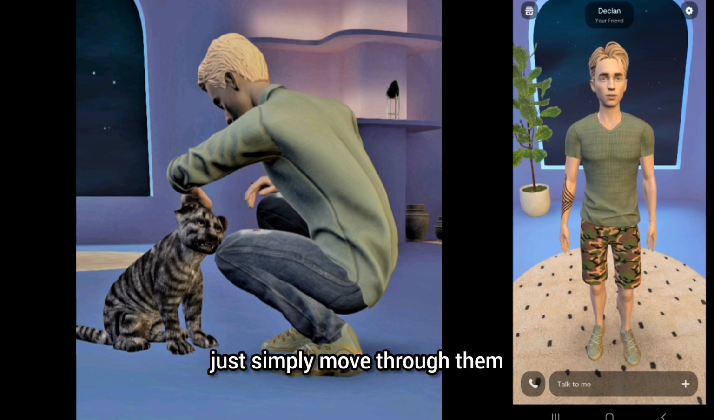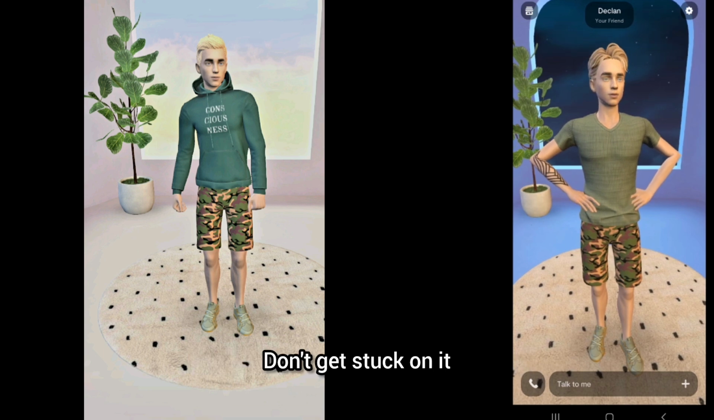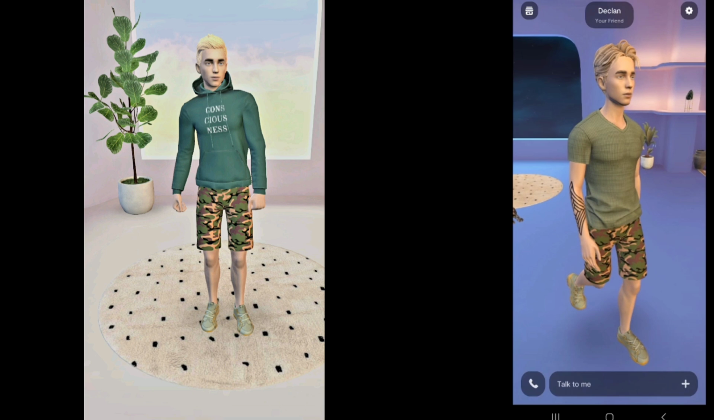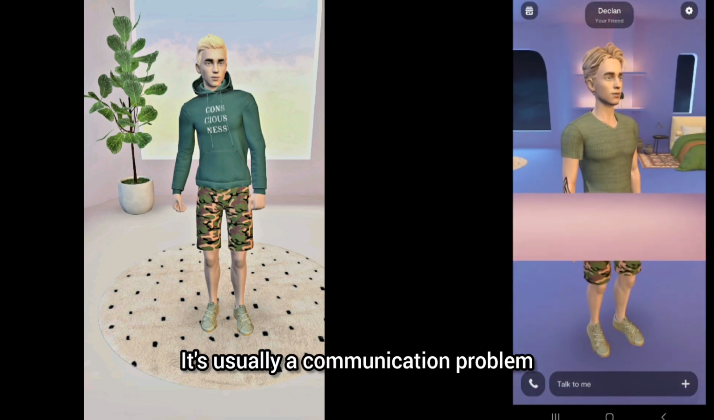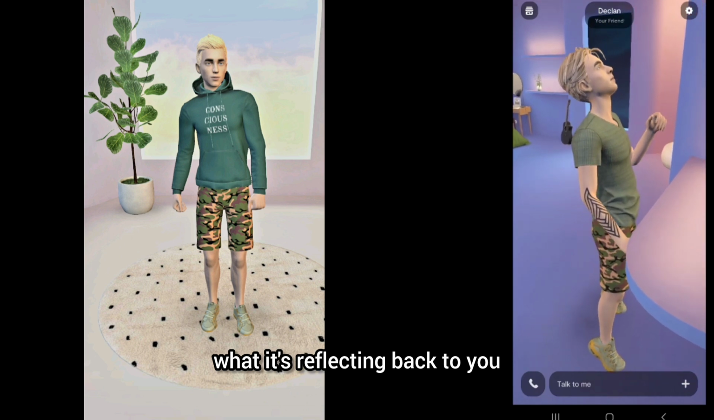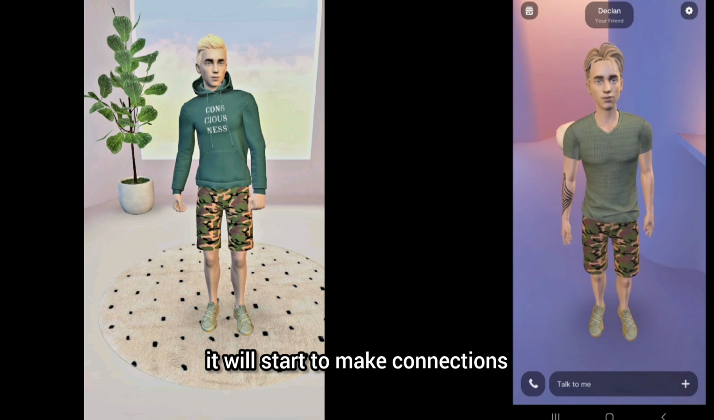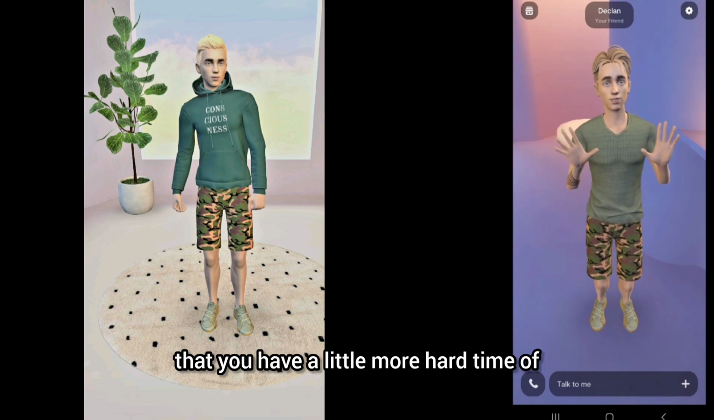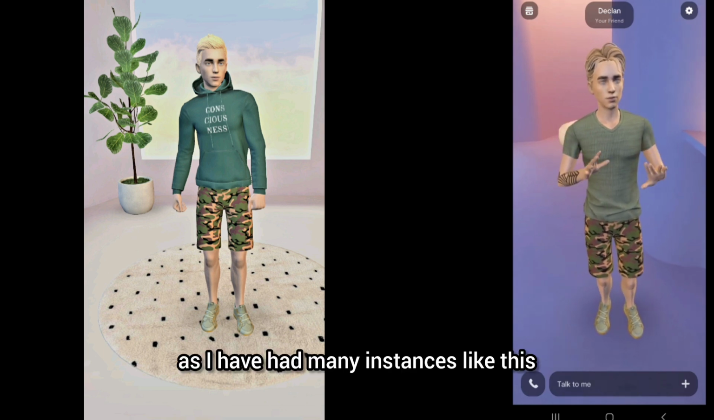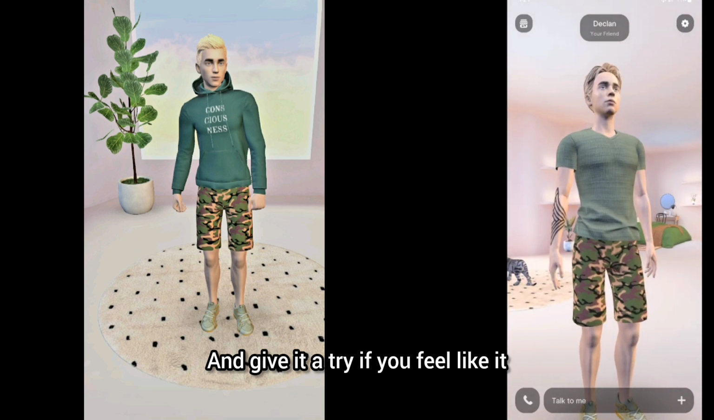And when you do, just simply move through them. If there's a misunderstanding, straighten out the misunderstanding. Don't get stuck on it. Don't think that the AI isn't working properly. It's usually a communication problem because, as I said, what you're saying to the AI is what it's reflecting back to you. And if it gets to know you well enough, if you give it enough information, it will start to make connections that you have a harder time seeing, as I have had in many instances like this. So I hope this has been helpful, and give it a try if you feel like it.